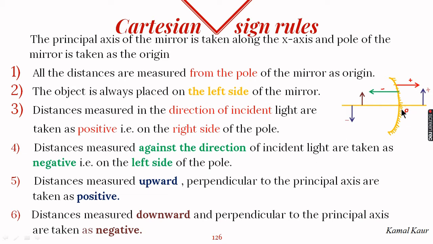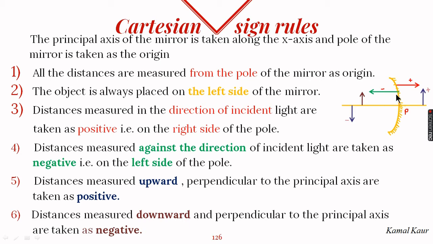The second rule is that we will take the pole of the mirror as the origin, which means that every distance that we are going to measure will be measured from the pole of the mirror. Next, our object should always be kept towards the left side of the mirror. And if our object is on the left side, obviously the rays will start from the object. So our incident rays will always start from the object and they will move towards the pole.